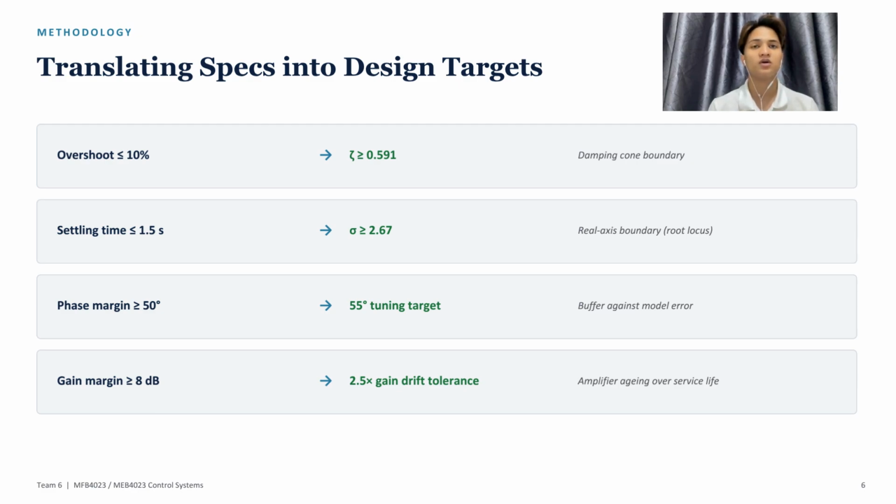For the frequency domain side, we didn't just target the minimum 50 degrees phase margin, we targeted 55 to build in a safety buffer for modeling error. And the 8 decibel gain margin requirement is really about protecting against the servo amplifier gain drifting as it ages over the actuator's service life.